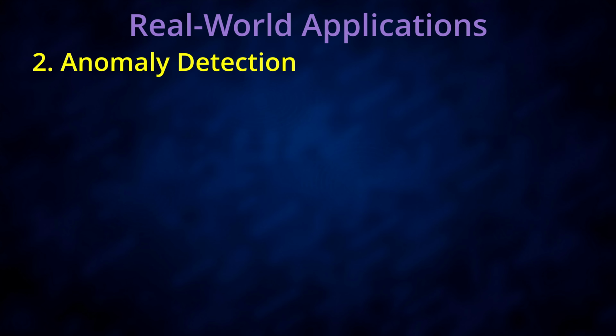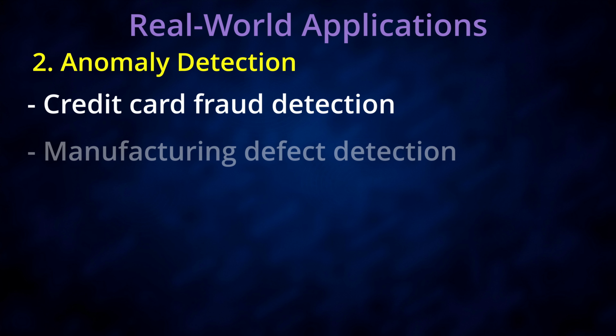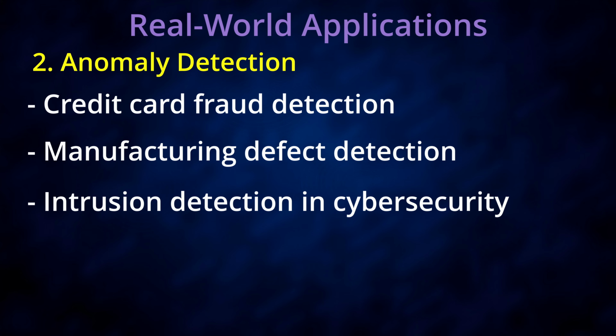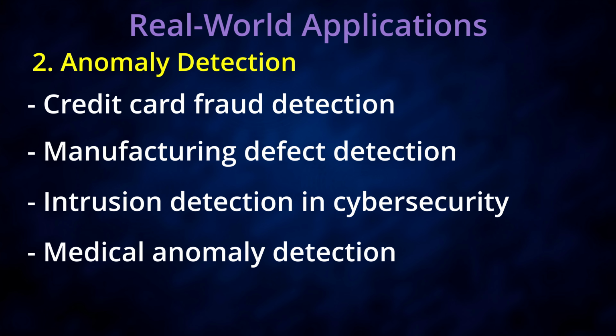Anomaly detection. Autoencoders learn what normal looks like. When something deviates, they struggle to reconstruct it. This makes them ideal for credit card fraud detection, manufacturing defect detection, intrusion detection in cybersecurity, and medical anomaly detection. If the reconstruction error is high, something unusual is happening.